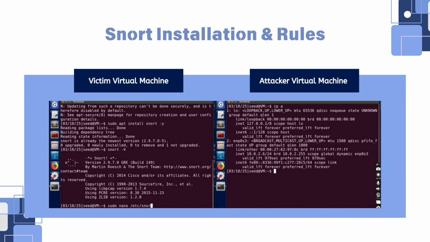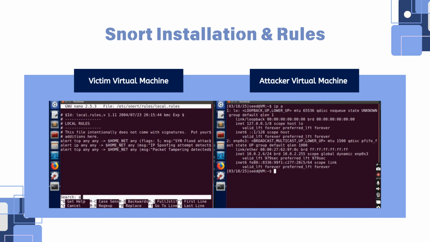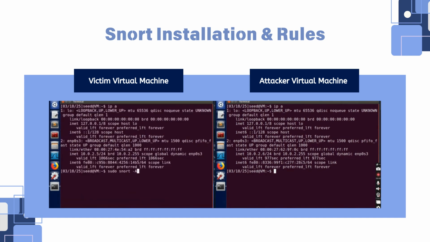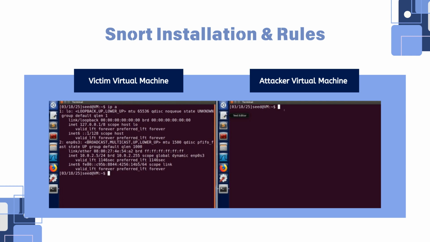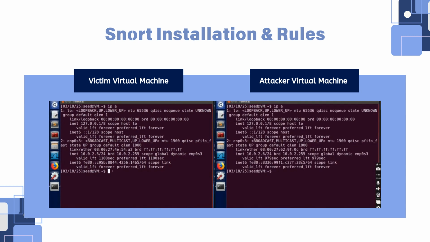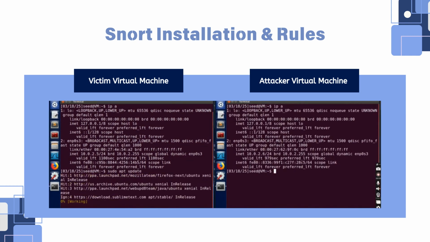On the victim VM, install Snort, which will serve as the core intrusion detection system, IDS, for monitoring and detecting malicious activity. Once installed, verify that Snort is functioning correctly by checking its version and confirming its basic operation. After ensuring Snort is operational, modify its configuration by adding specific rules to detect various types of attacks. Once the rules are set, start Snort to actively monitor the network for suspicious activity.